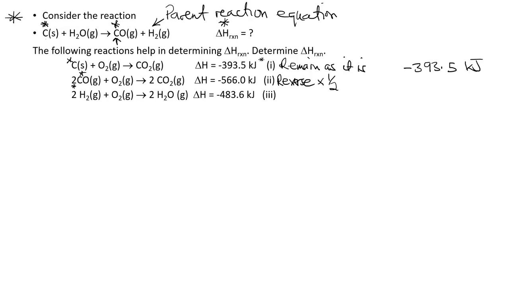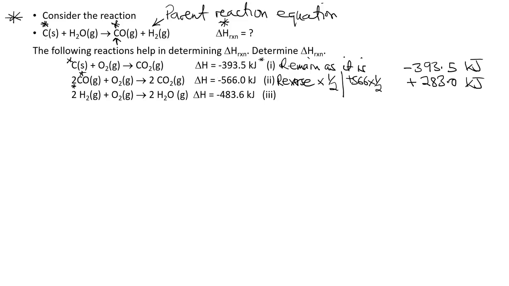So if I reverse this reaction, the enthalpy becomes positive, which means I am going to have plus 566, then times half. If I reverse the reaction, the enthalpy changes from negative to positive. And if I multiply it by half, the enthalpy divides by 2. So what I'm going to have here is plus 283.0 kilojoules.